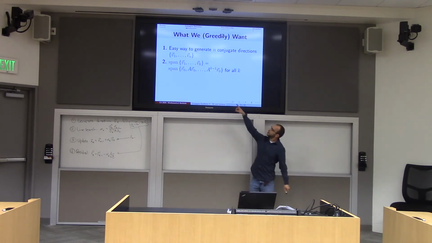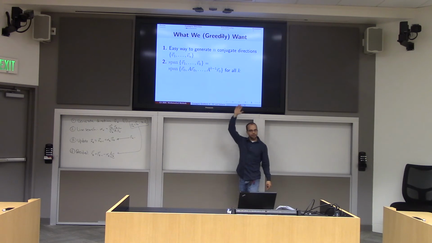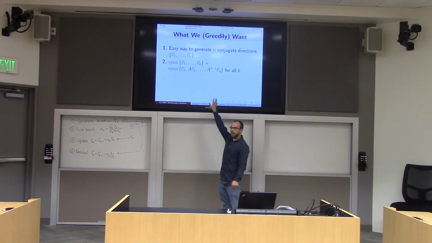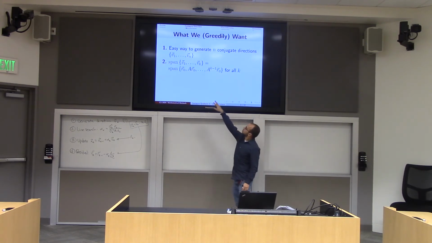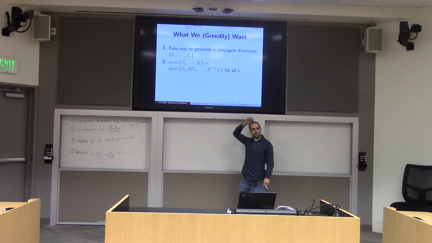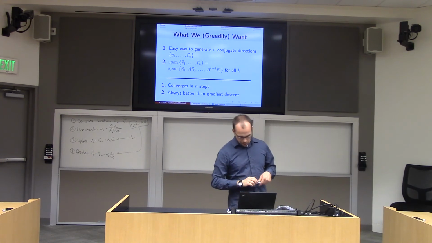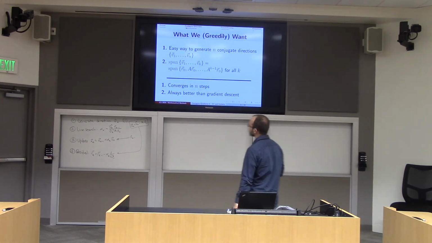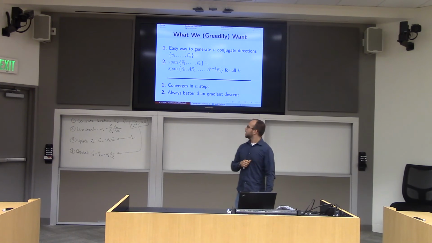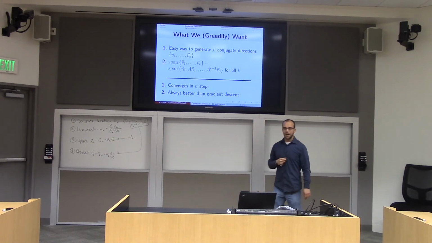And for each k, if we're in the kth iteration, we'd like the span of the search directions we've seen so far to look like the span of the first residual, A times the first residual, and so on. Because then it parallels what gradient descent is doing. Otherwise, we're going to have to do a lot of work to justify why we were changing things so much. And if we have these properties, what would happen? Well, for one thing, we would converge in n steps. That's clear from these lemmas we've written down. And additionally, we would always do better in every iteration than gradient descent.